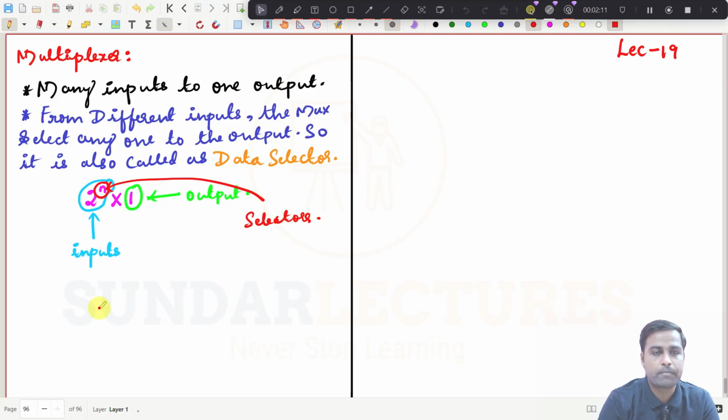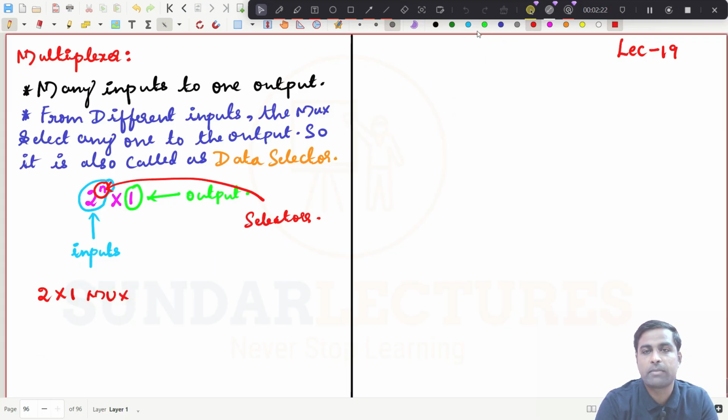So for example, if I have a 2 cross 1 mux, what does it actually mean? I have two inputs and one output. Then how many selector switches will you have? Maybe you can write it as 2 power 1 cross 1. So what is this 1? This is the selector switch, the selectors.